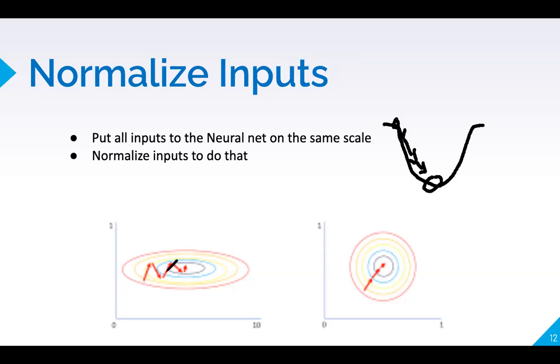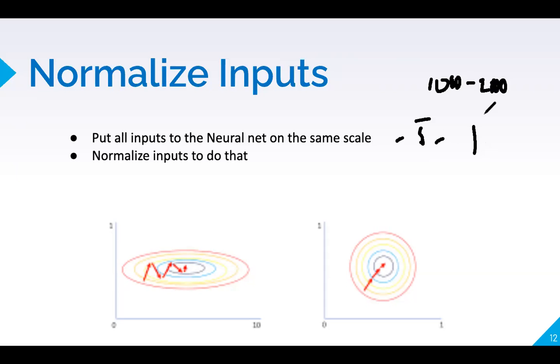This is an example if we did not normalize our inputs. It zigzags all over the place before it reaches the final point, and the contour plot is also not flat like this. This is an example when we fully normalize our inputs and put them on the same scale. There are different ways of normalizing inputs, but the main way we're going to use is dividing. If I had something like 1,000 to 2,000, and then -5 to 1, I would divide both of these by 255 so that they get on a smaller and more similar scale.